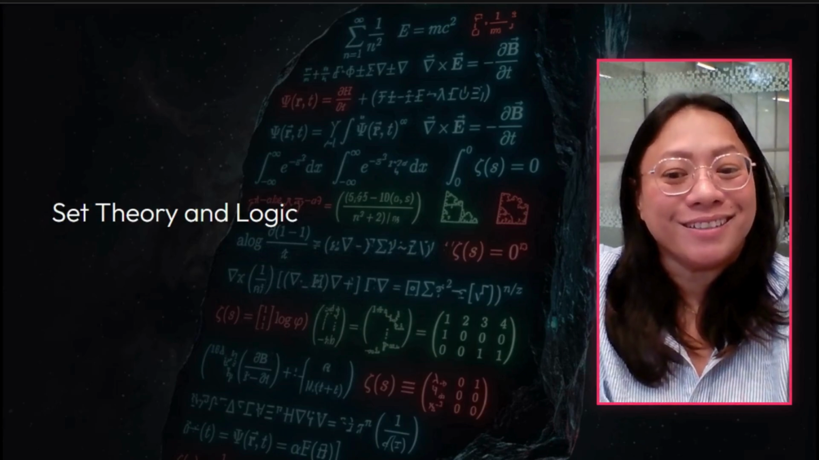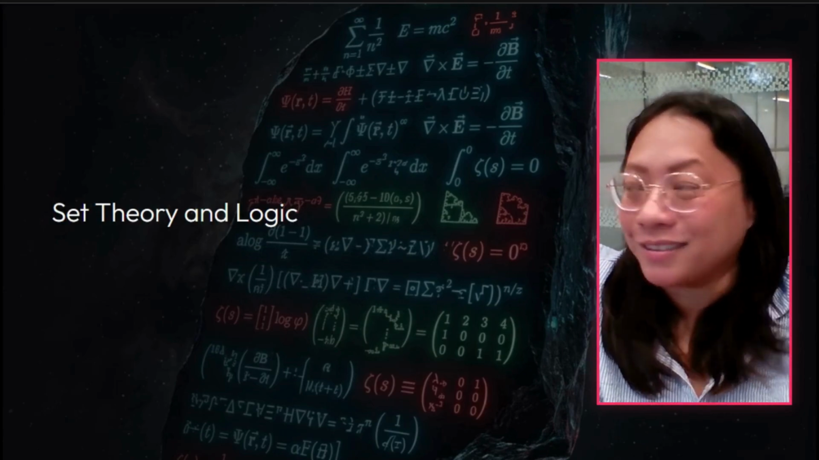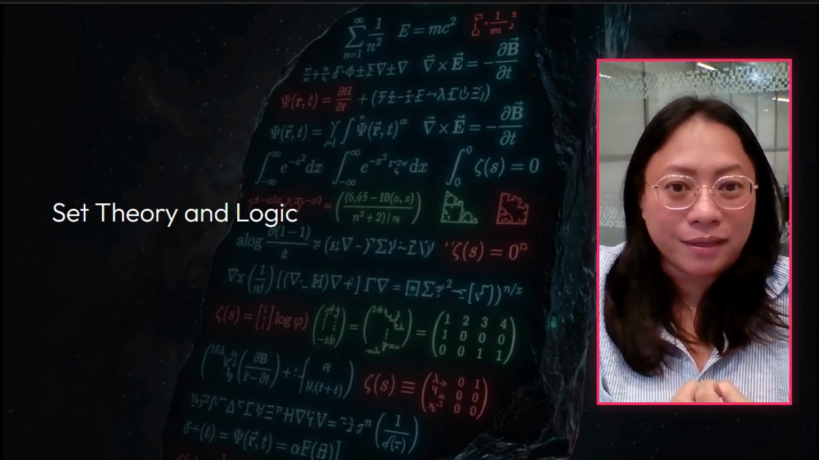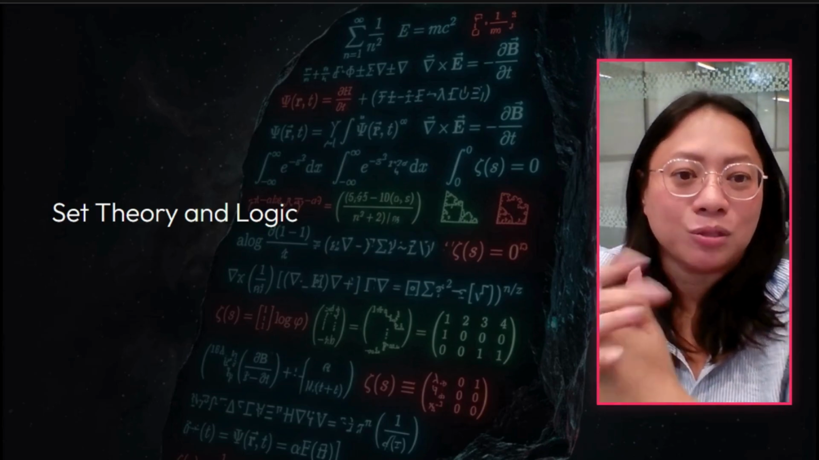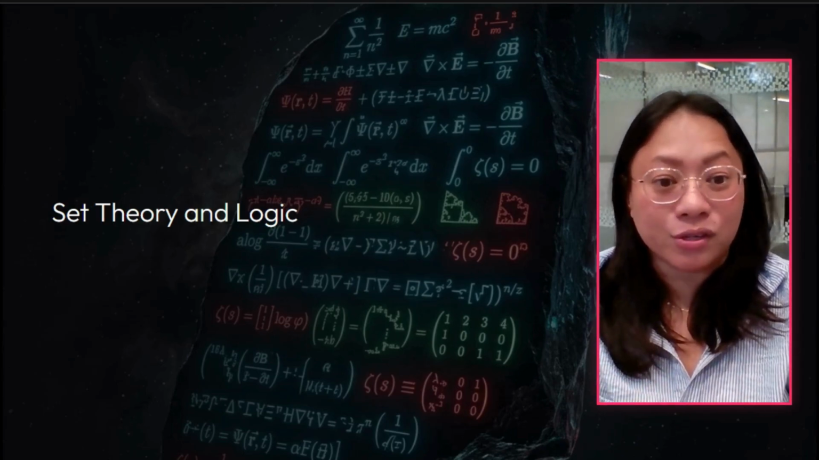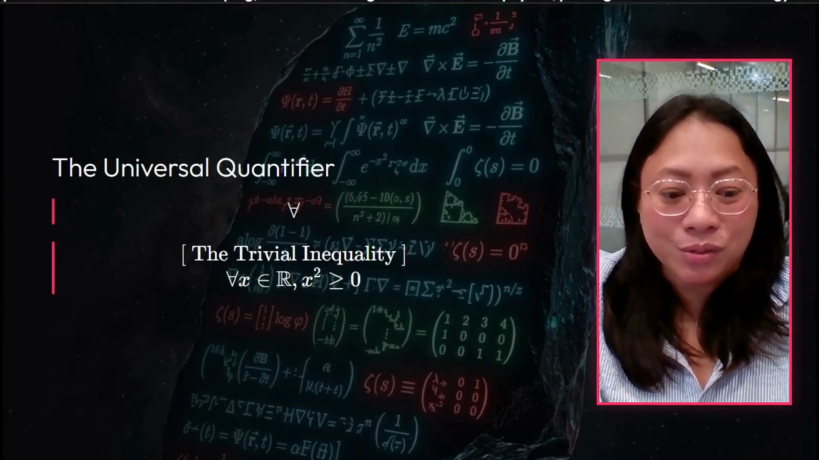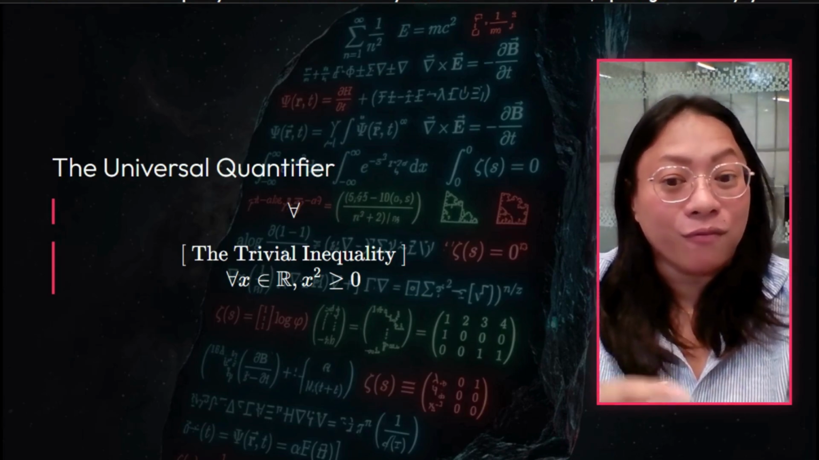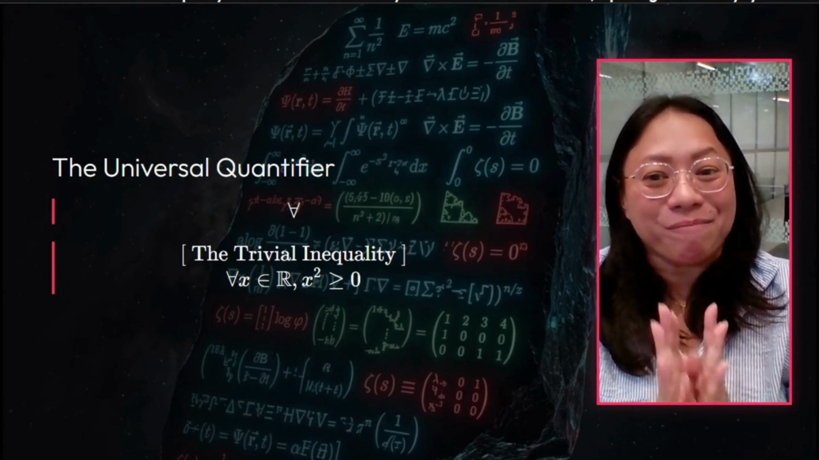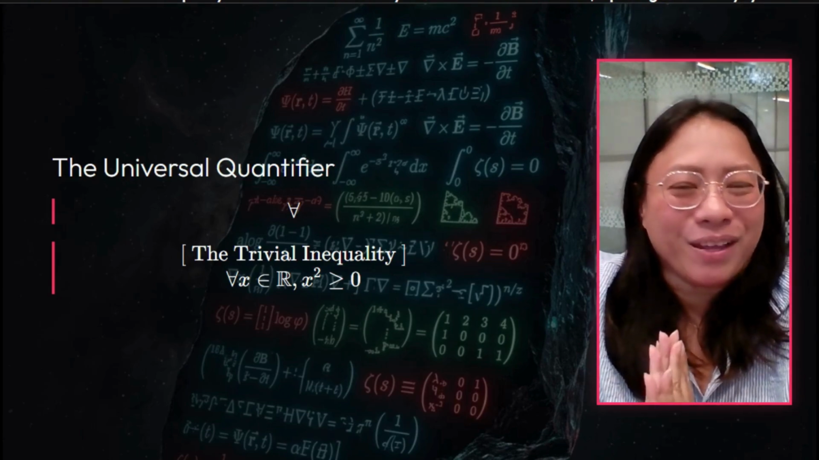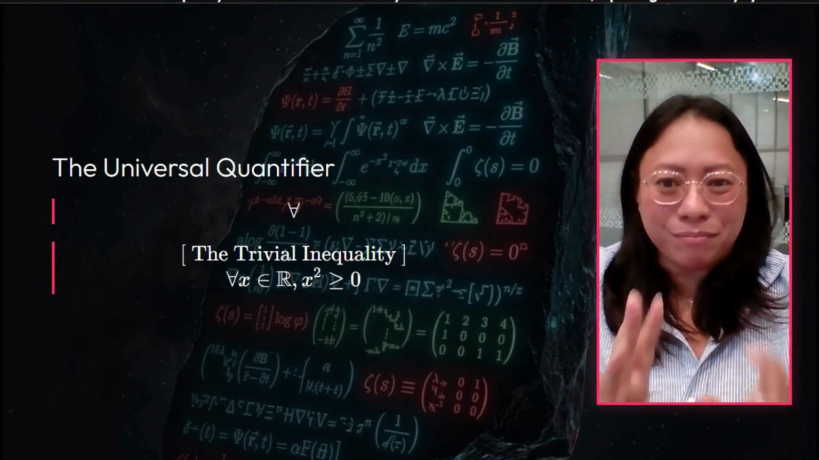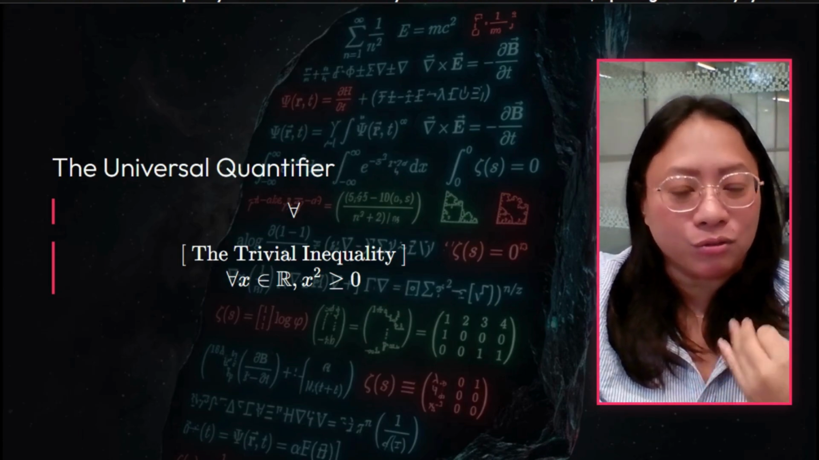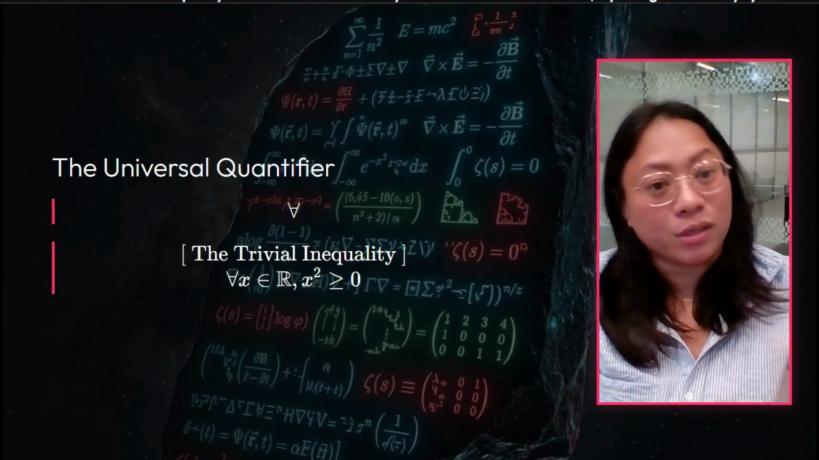So finally, we are looking at set theory and logic. We reach the grammar of mathematics and the symbols that define the absolute logical boundaries of the universe. For the universal quantifier, which means for all, the upside down A, this means a statement is universally true for every single possible value in existence. And this is no exceptions.